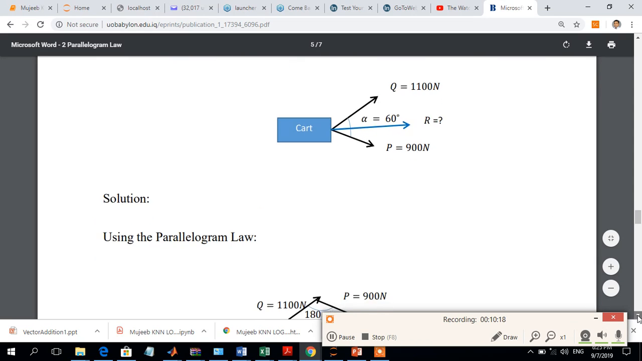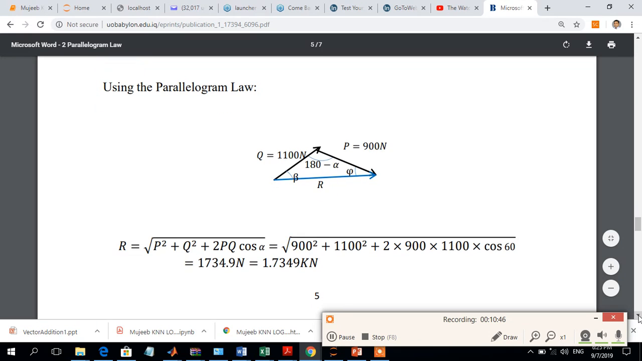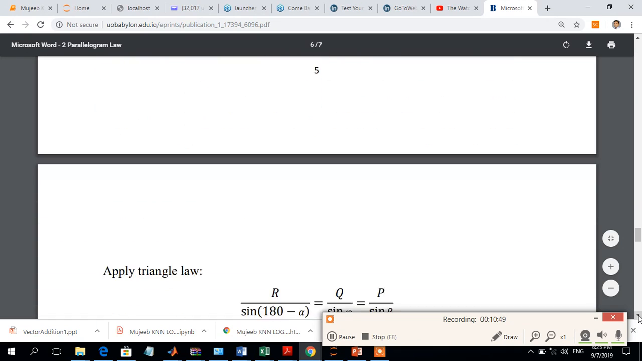So we can apply the law, and as per the law we can create a diagram. As per the diagram, we know that P and Q are known, and the cosine is also known. So cosine is cosine 60, so 900 square, which is P square, Q square which is 1100 square, and if you substitute, we'll find the value which is equal to 1734.9, which is equal to 1.73 kilonewton. So we can see that the magnitude of the resultant is 1.73 kilonewton.